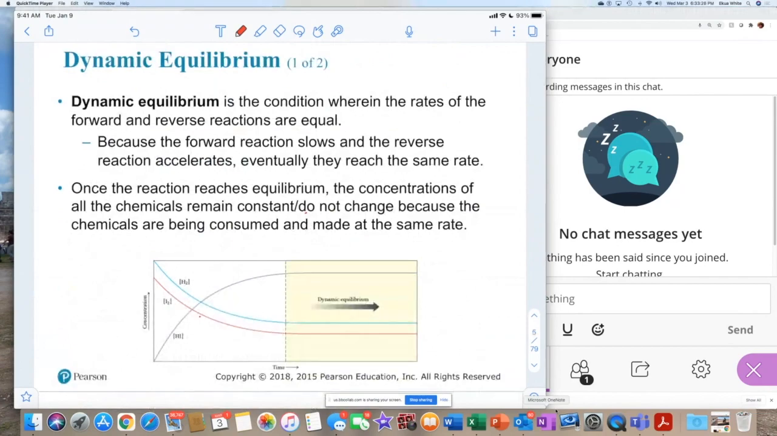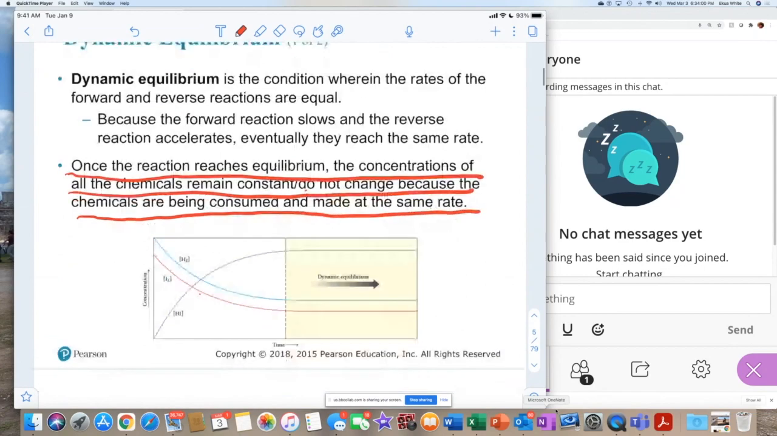Anyway, we're seeing here we have a dynamic equilibrium. When we are at equilibrium, this is the cutoff point they have right here. Well, they're just showing you when equilibrium is reached. It's not really the cutoff point. This is when the concentration is constant, but before that, you have the rate of forward and reverse. Anyway, they say once the reaction reaches equilibrium, the concentrations of all the chemicals remain constant, do not change, because the chemicals are being consumed and made at the same rate.